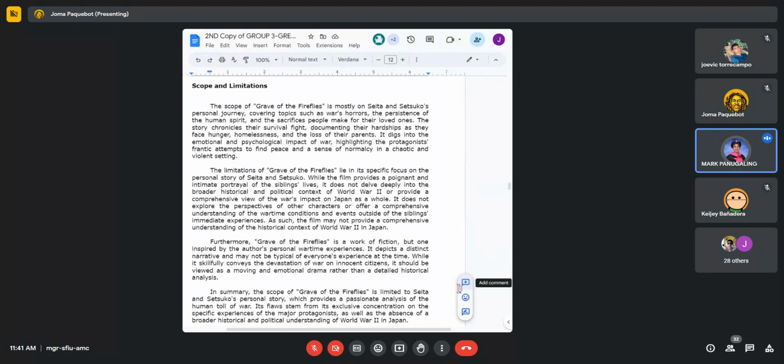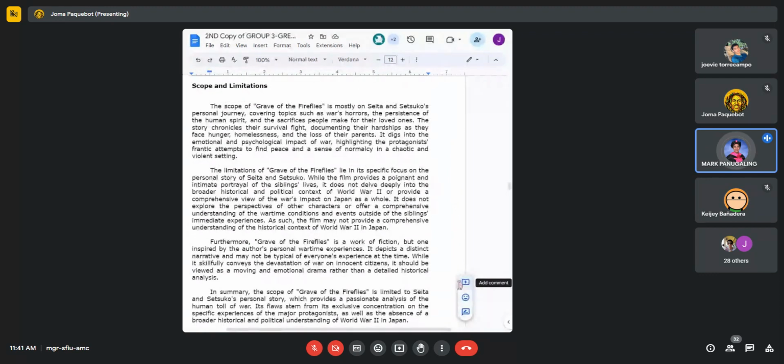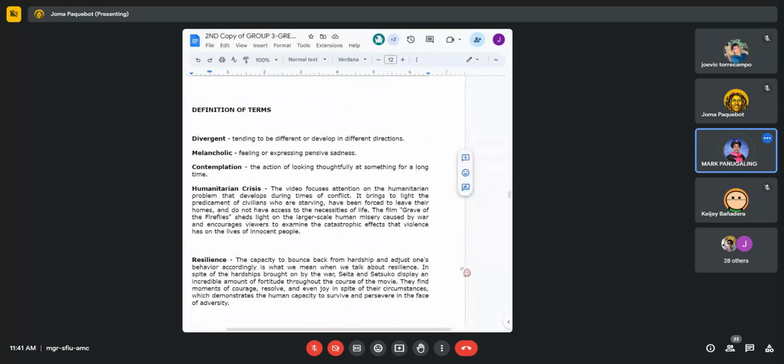Scope and limitations tell us what are the things that you will discuss, and what are the things that you will not discuss. Go down. As to your statement of the problem, good luck.